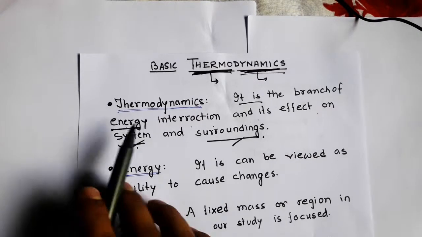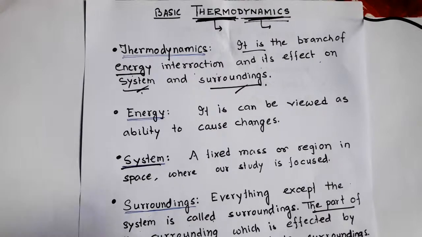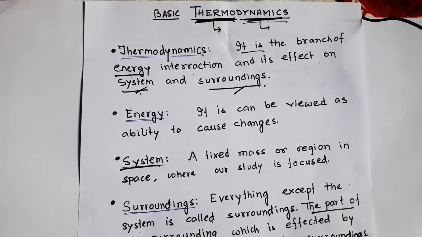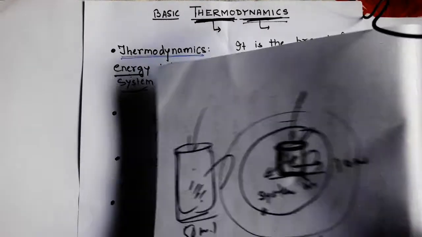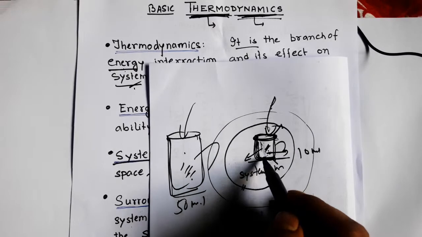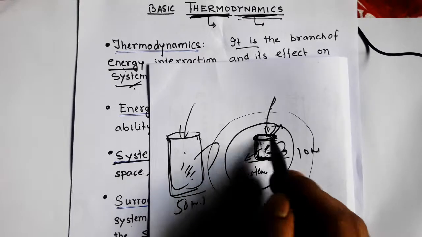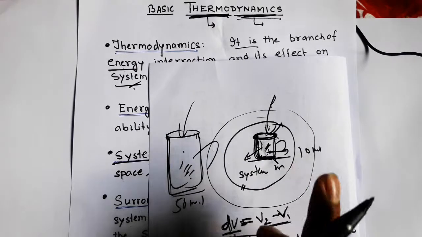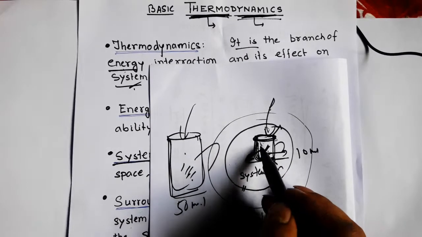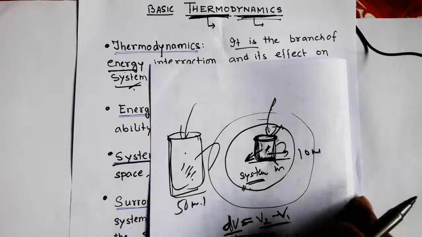System, surroundings and energy. So we know the definition of energy. This is a very common thing. Now system: a fixed mass or region in space where our study is focused is called the system. Here I am taking an example of a hot cup of tea. If I do the thermodynamic analysis of that cup, then that will be treated as the system, and except the cup everything will be treated as surroundings, and the surroundings which will be affected or influenced by that hot cup of tea will be treated as immediate surroundings.